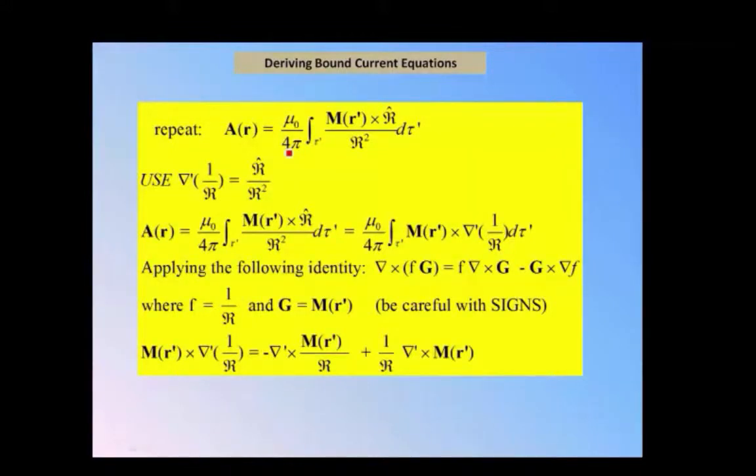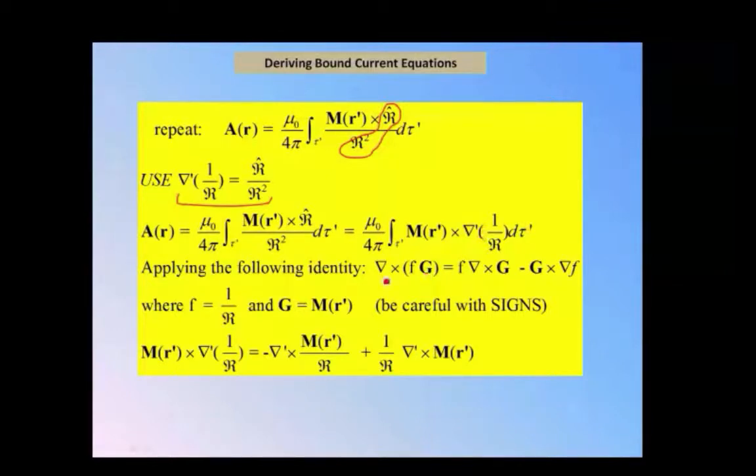We're going to try to work on this a little bit. We start by recognizing that we can replace r̂ over 𝔯 squared with this gradient. So this is the gradient with respect to the primed coordinates of 1 over script r. Okay, so come up here, you'll notice that the answer to this gradient is basically this quantity right here. So we're going to replace that. So doing that then, if we rewrite the capital A and now put in our gradient for the r̂ over 𝔯 squared, then this is what we get.